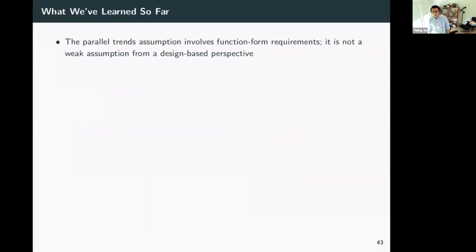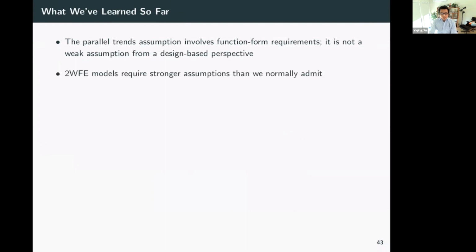Okay, so what we have done so far today, it's a good place to stop and reflect. First, the parallel trend assumption involves functional form assumptions. It is not scale independent. It is not a weak assumption from a design-based perspective. But it is good enough because at least we know very clearly how the treatment may be assigned cross-sectionally.